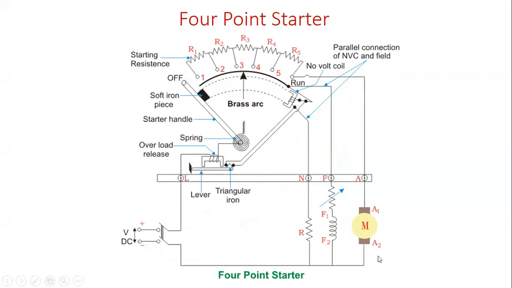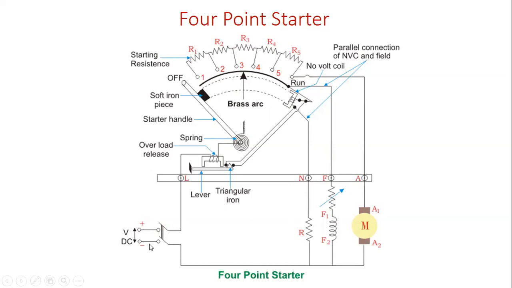If you see here in the 4-point starter, we are not connecting the field winding in series to the electromagnet. There is a resistance in parallel which is connected to the no voltage coil here. Again, the working is very much the same. The only difference in the construction is that we have a neutral terminal here.